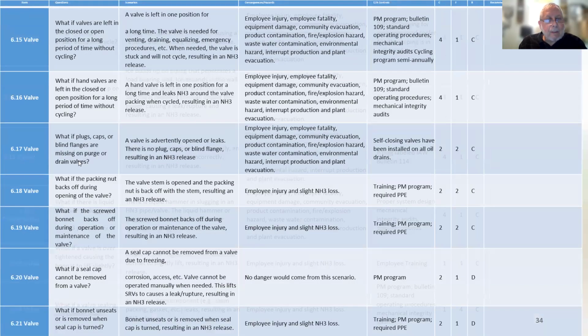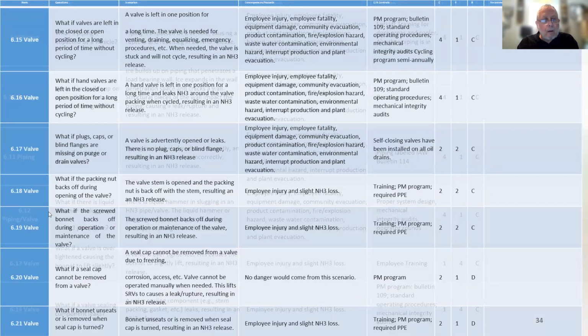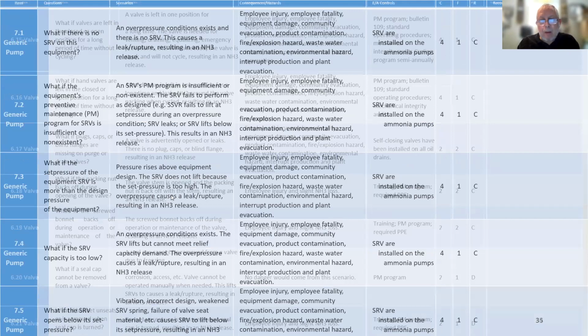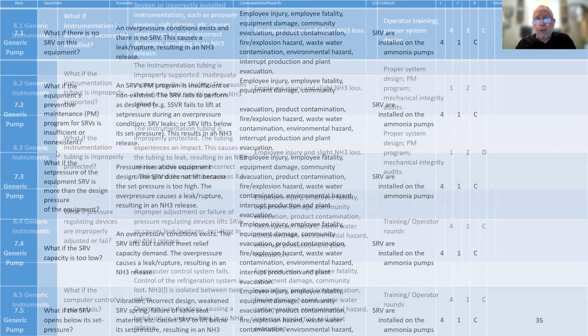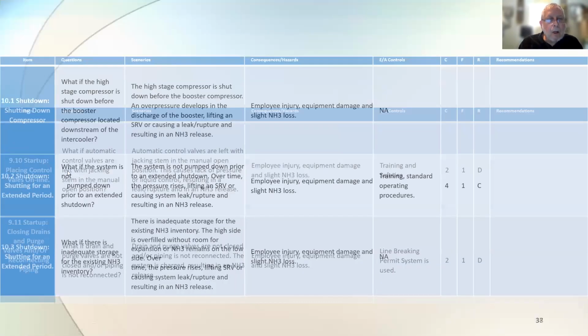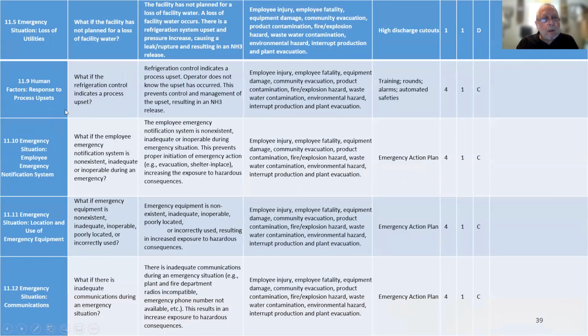And there's what if piping is mislabeled? Whoops. 611 piping, what if it's mislabeled? If piping is mislabeled, you can mess something up, but it was labeled in accordance with bullet 114, which was the IAR bullet for piping. Valves. And then we'll ask the same question about pumps and instruments and startup, shutting down compressors. And a lot of times, human factors, response to the process upsets.